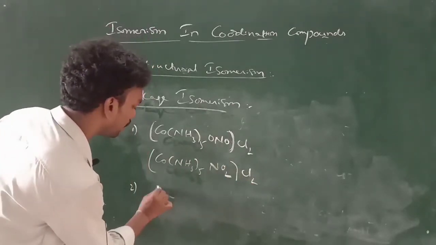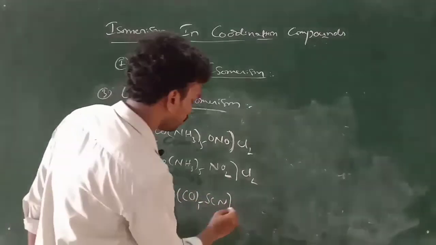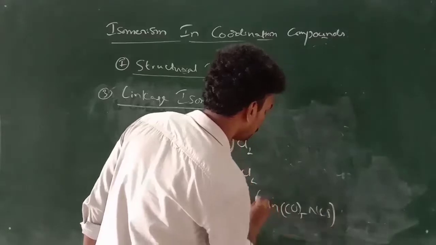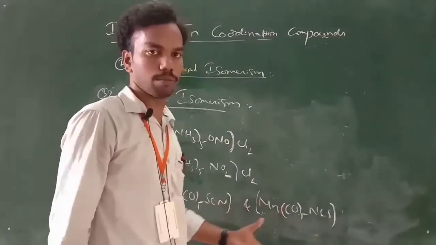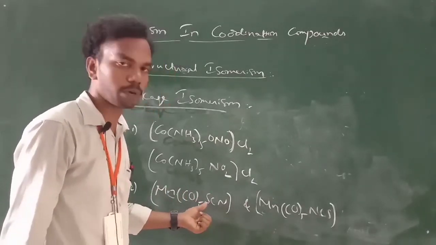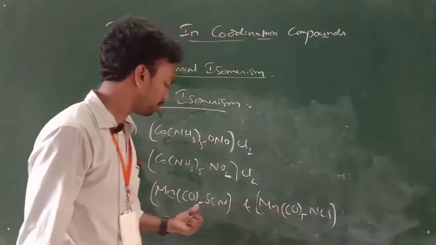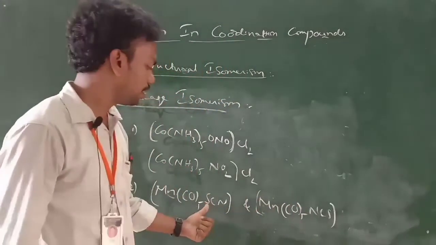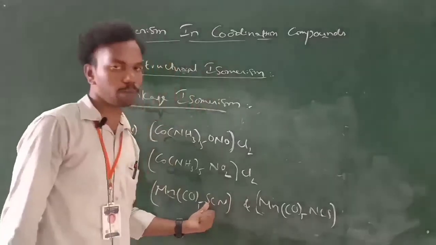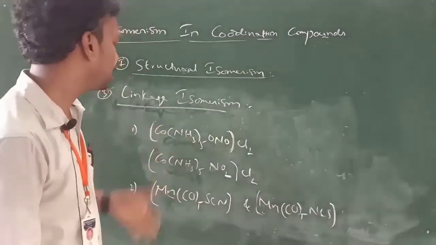Next, let's take another example: [Mn(CO)5(SCN)] and [Mn(CO)5(NCS)]. These two are linkage isomers. Both have the same molecular formula, the same ligands, and the same central metal atom. But the difference is that here sulfur donates its lone pair to manganese, so manganese is linked through sulfur, and here manganese is linked through nitrogen. These are ambidentate ligands. This one is thiocyanato and this is isothiocyanato. So these are the linkage isomers.